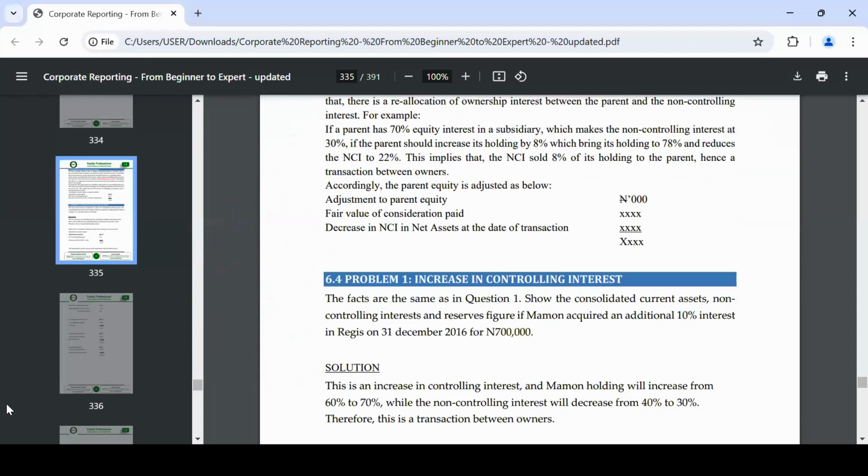Okay. Now, accordingly, the parent is adjusted as follows. Adjustment to parent equity will be, we're going to consider what is the fair value of consideration that was paid. And then we're going to consider the decrease in NCI, in net assets as at that day. What you have is the increase in controlling interest. Let's look at a very simple example here.